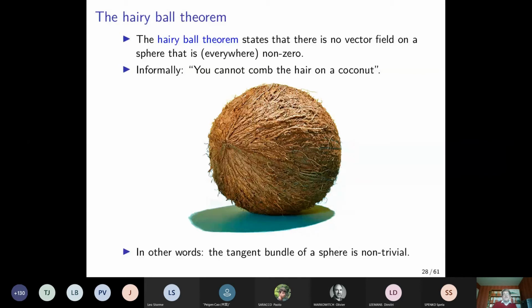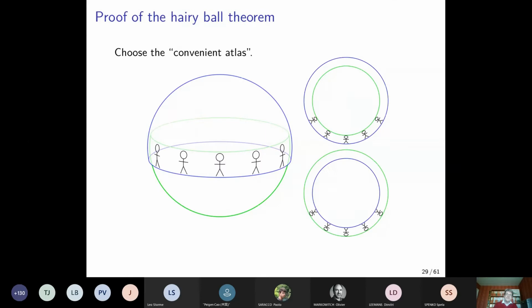Now it is said that every lecture in mathematics should contain a proof. So I will try to prove the Hairy Ball Theorem for you. And for that, we use the convenient atlas, which we introduced earlier.